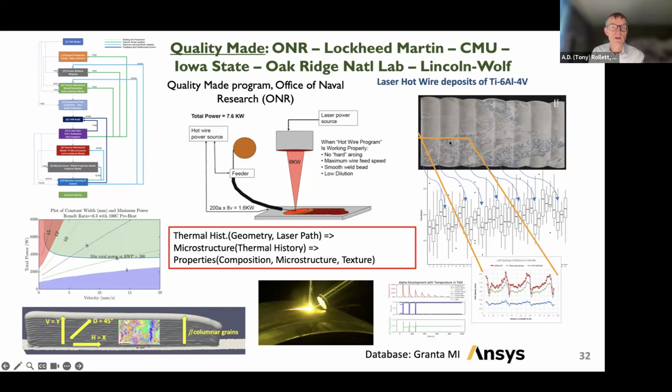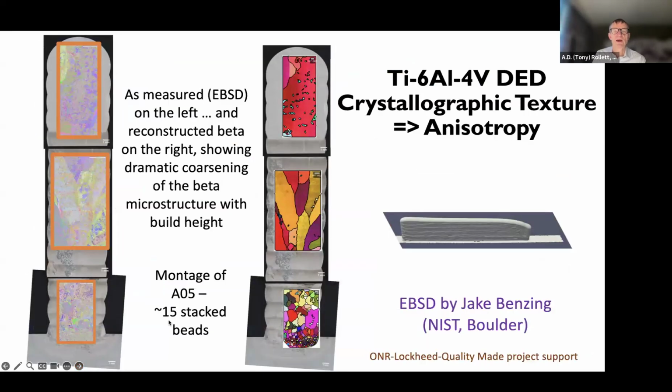So you can deposit a lot of metal, and there's a lot to say about process control. Oh, I should play this little movie for you so you can see what's going on. You can develop diagrams that tell you how to optimize the process, and so all of this is available. But what I want to highlight is we worked with Jake Benzing at the Boulder office of NIST, and he very kindly did some large-scale EBSD for us.